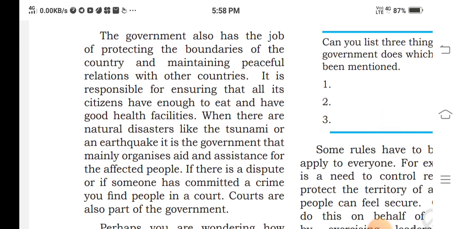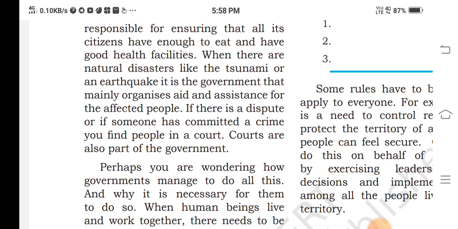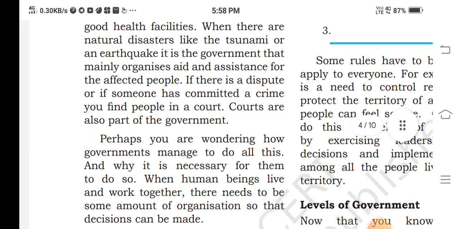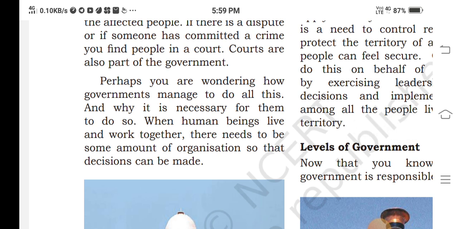The government also has the job of protecting the boundaries of the country and maintaining peaceful relations with other countries. It is responsible for ensuring that all its citizens have enough to eat and have good health facilities. When there are natural disasters like a tsunami or earthquake, it is the government that mainly organizes aid and assistance for the affected people. If there is a dispute or if someone has committed a crime, you find people in a court. Courts are also part of government.